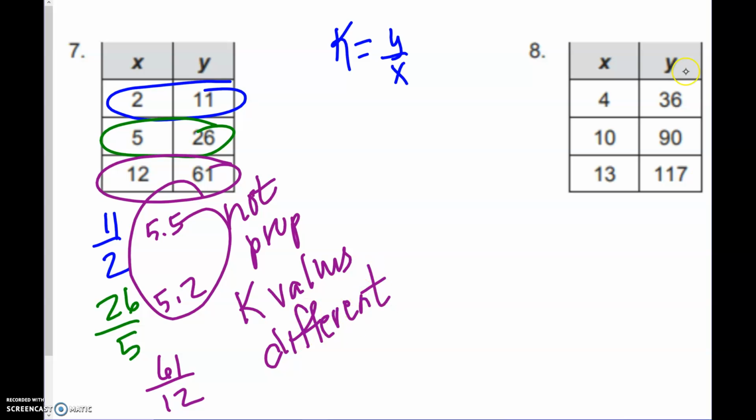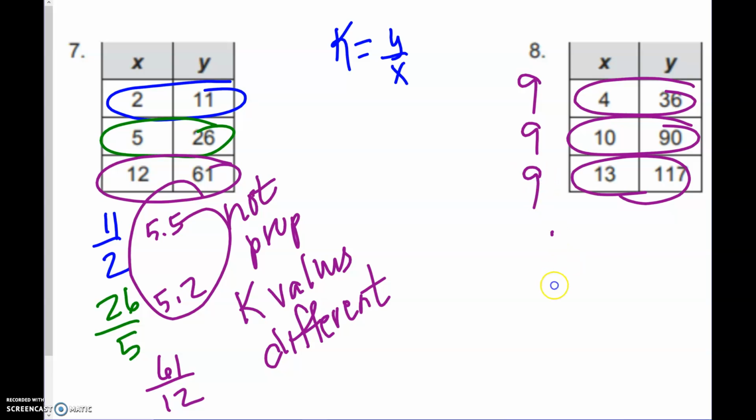All right, number 8. 36 divided by 4, 9. 90 divided by 10, 9. 117 divided by 13. I don't know that one in my head. So I'm going to do 117 and divide by 13 on my calculator, and I get 9. So this one is proportional. Why? K values the same.